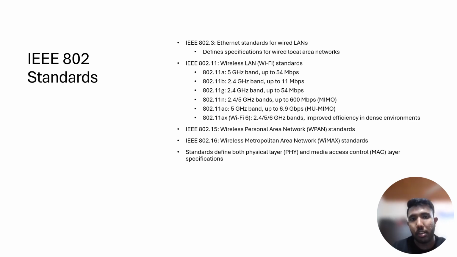802.11a operating in 5 GHz band with up to 54 Mbps using OFDM. 802.11b using 2.4 GHz bands with up to 11 Mbps using DSSS. 802.11g combining the best of both with 2.4 GHz operation and up to 54 Mbps using OFDM. 802.11n introducing MIMO technology for up to 600 Mbps across 2.4 to 5 GHz bands.